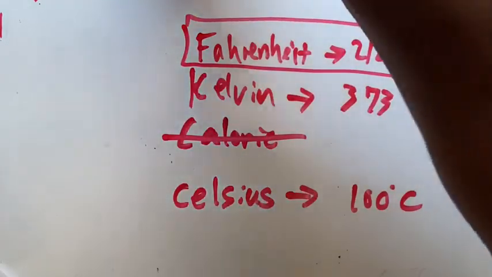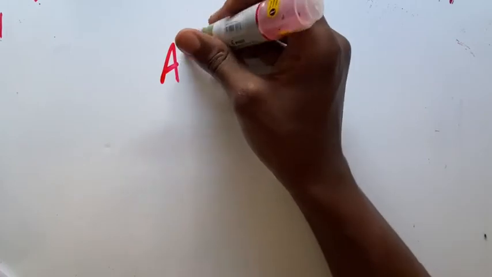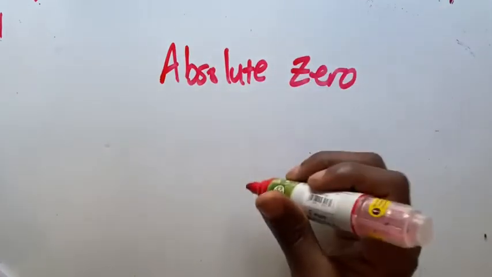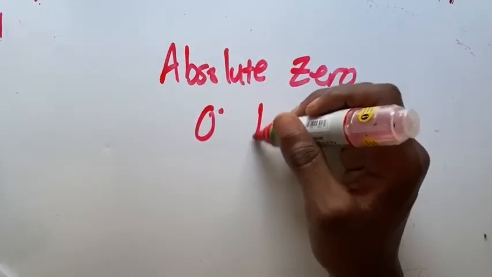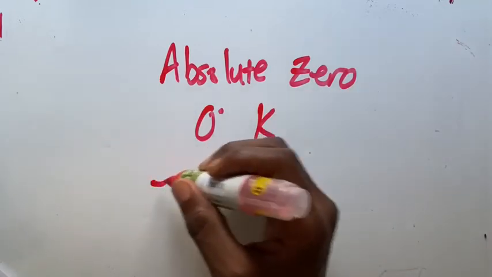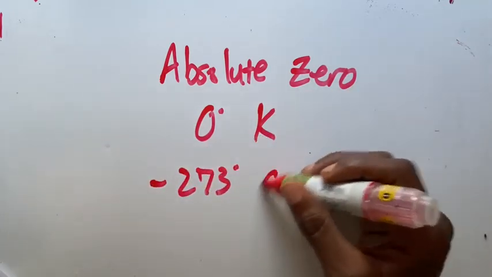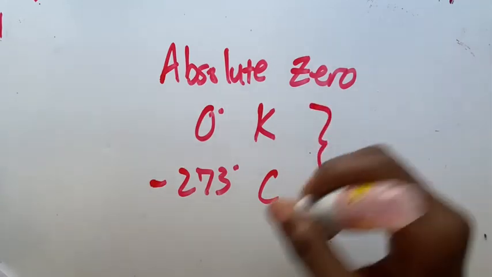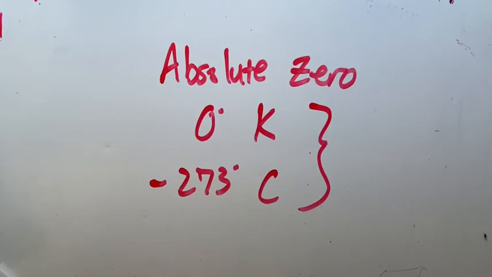Number 20 says absolute zero corresponds to a temperature of, so absolute zero is basically 0 degrees Kelvin in the Kelvin scale. And it's also negative 273 on the Celsius scale. So it's actually both of these. So the answer is going to be C.